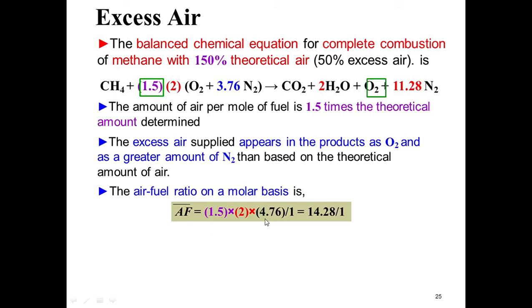Now the air fuel ratio on a molar basis you can calculate as 1.5 multiplied by 2 multiplied by 4.76 divided by 1, and that gives 14.28 divided by 1. That is the molar air fuel ratio.